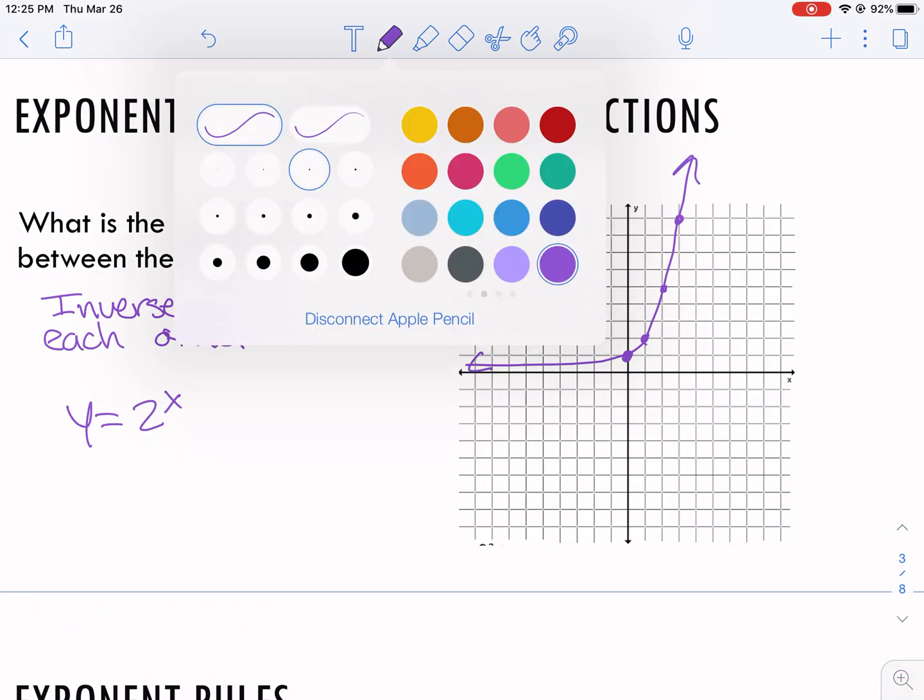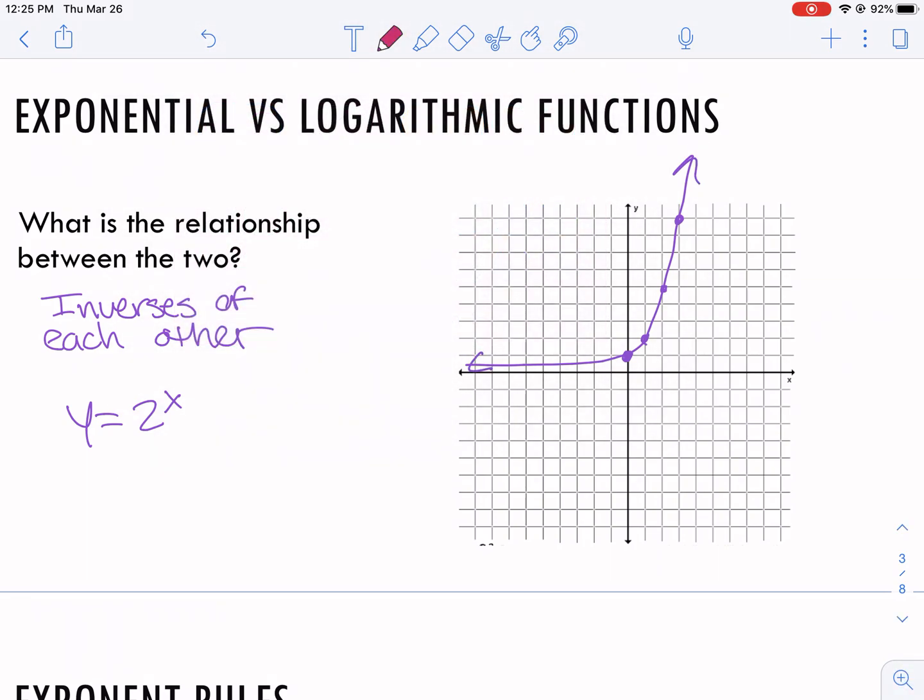And then we know it has that horizontal asymptote. But let's say we have y equals log base 2 of x. So the inverse, well, 1 is 0, 2 is 1, 4 is 2, 3. All right, so then it would look something like this. And then instead of it being a horizontal asymptote, it's a vertical asymptote.